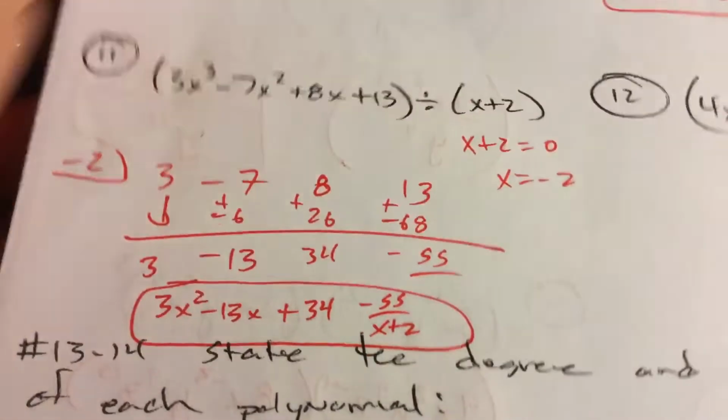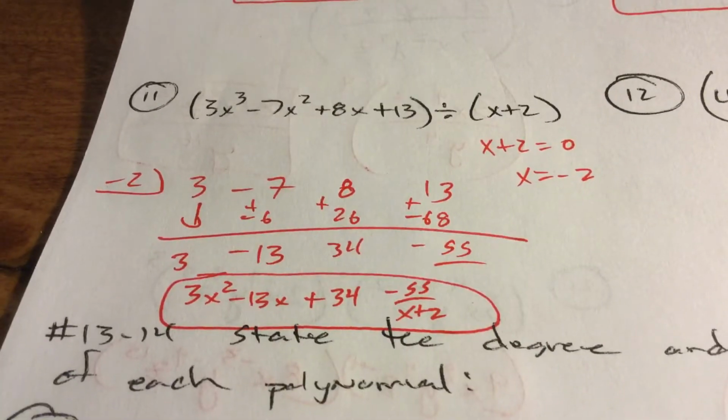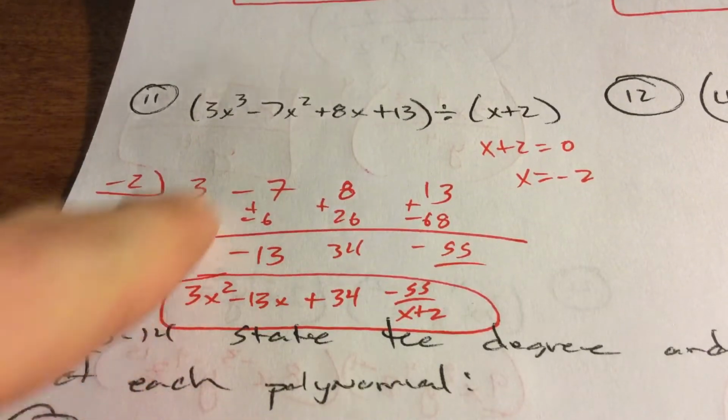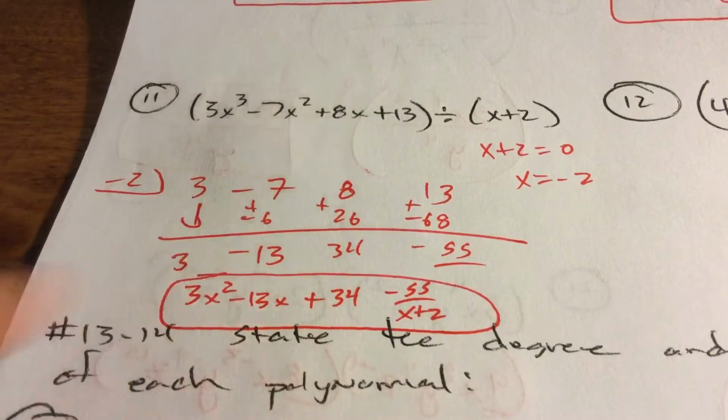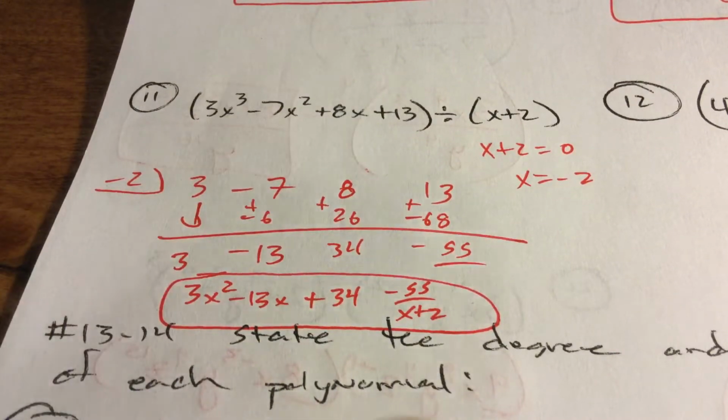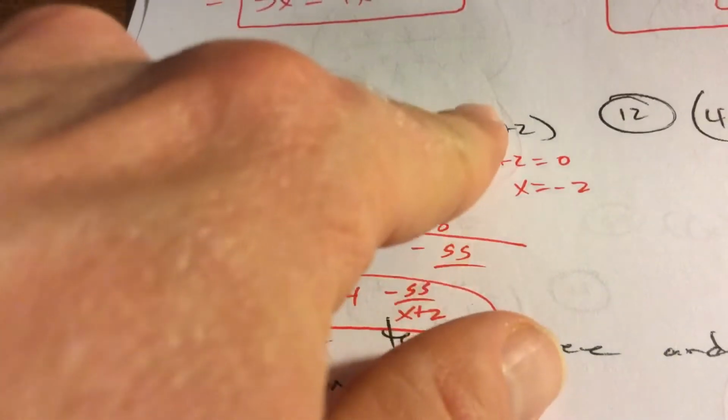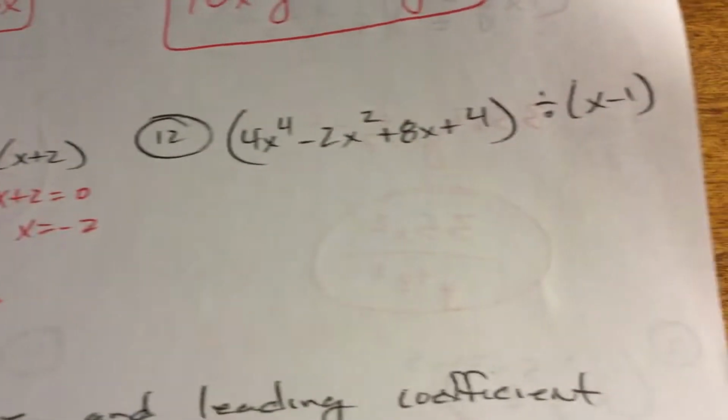Divide by x plus 2, so set x plus 2 equals 0. Negative 2 goes in the cubby. Bring that number down, because you're really doing 3 divided by 1 there. Makes sense, we get 3. And then multiply and add, multiply and add. Negative 55 means negative 55 over what you're dividing by, which is x plus 2.